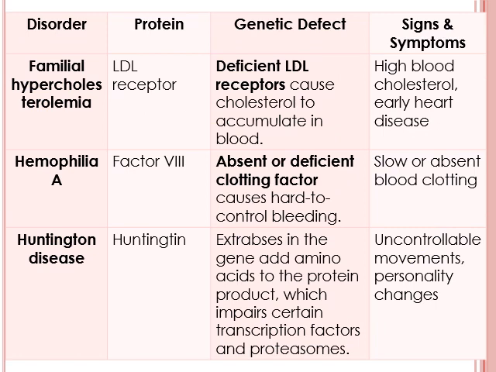We also have familial hypercholesterolemia. The protein involved is the LDL receptor, so a deficient LDL receptor can cause high blood cholesterol and early heart disease. We also have hemophilia A, the protein involved is factor 8, so absent or deficient clotting factor can cause slow or absent blood clotting. Huntington disease, the protein involved is huntingtin, so extra bases in the gene add amino acids to the protein product and can cause uncontrollable movements and personality changes.